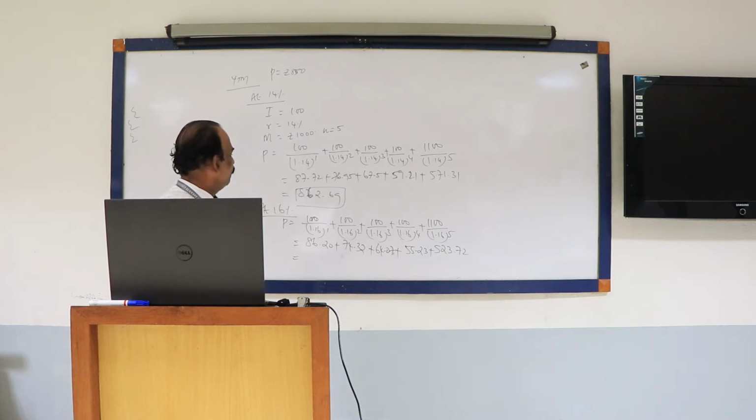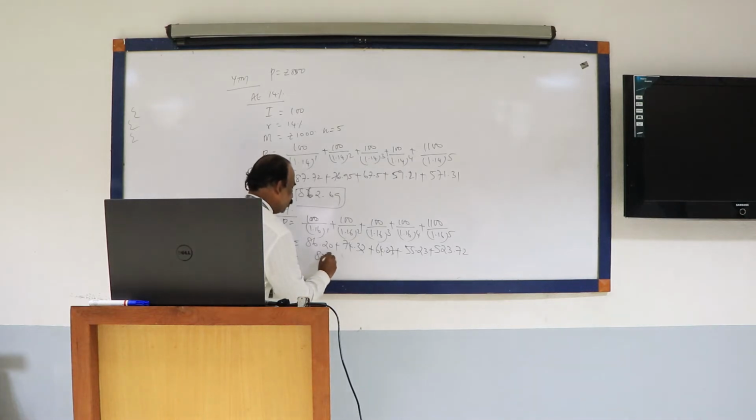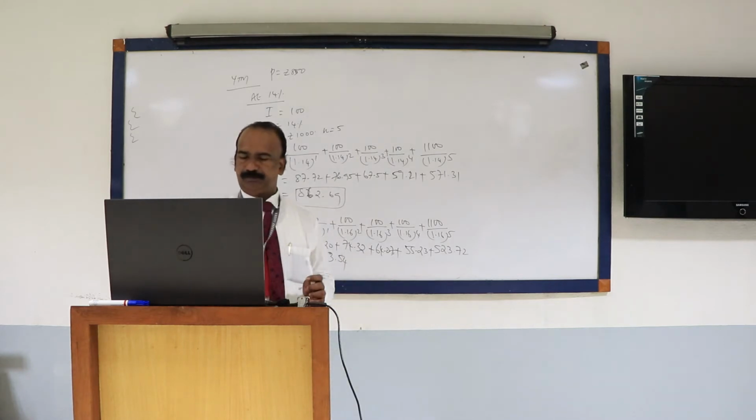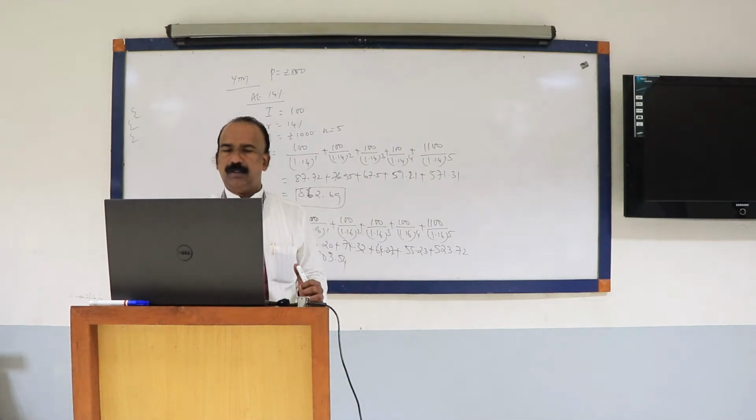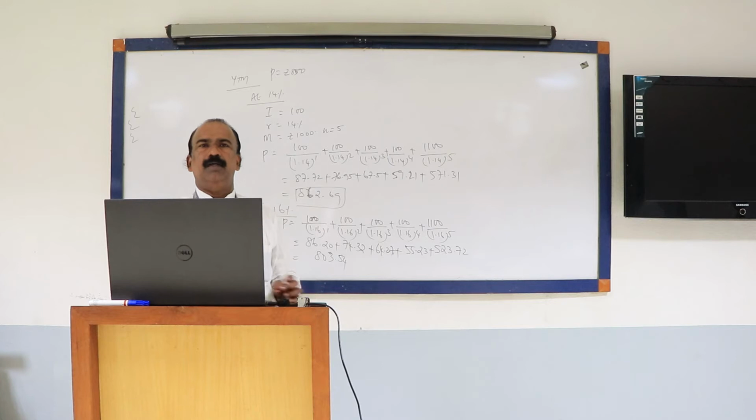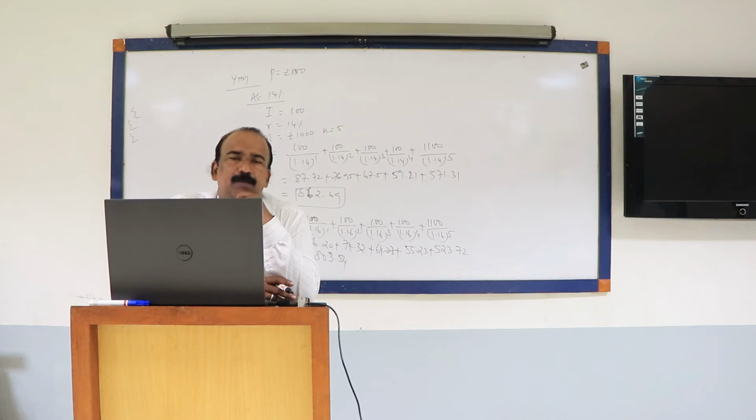Total, how much comes? 803.54. So you got one value which is higher than the price, and another value which is less than the price. Now you can go for interpolation.